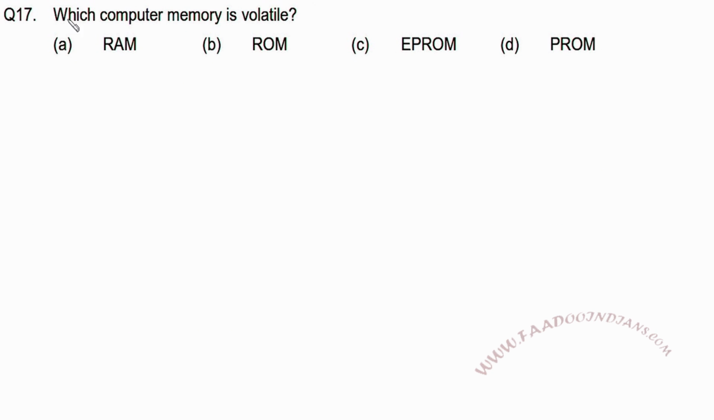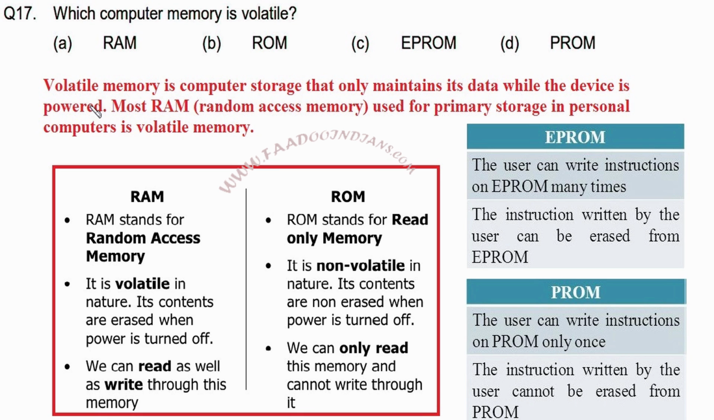17. Which computer memory is volatile? Volatile means it evaporates. So it is RAM, very easy, but let's define it. Volatile memory in computer storage only maintains data while the device is powered. Most RAM used for primary storage in a personal computer is volatile memory.